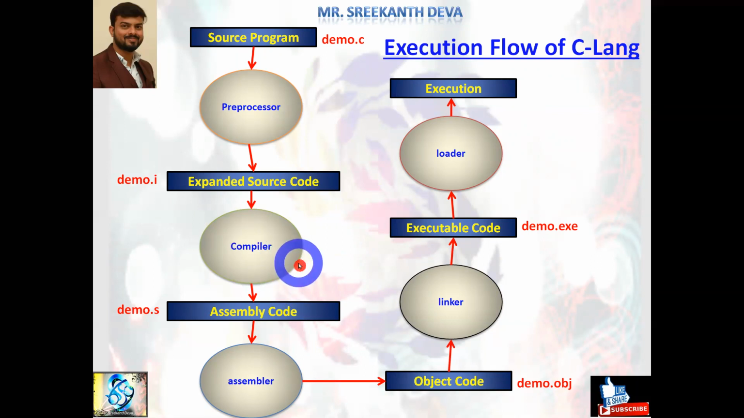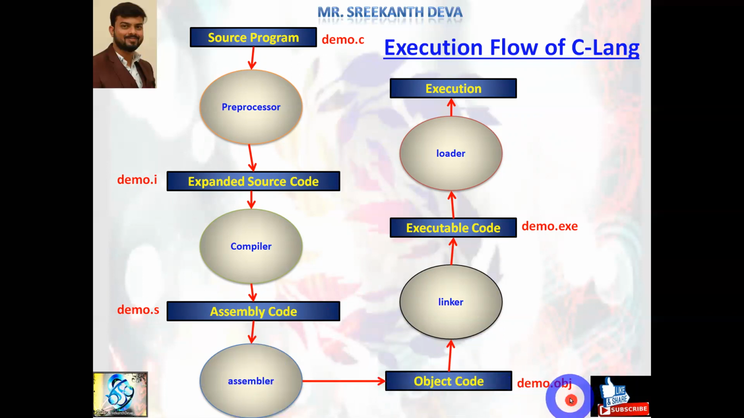Once the compilation is error free, it converts the expanded source code into assembly code. It generates intermediary code with the file extension .s. Here the assembler is responsible for loading this assembly code and generating object code. The assembler loads the assembly code and generates object code with the extension .obj.